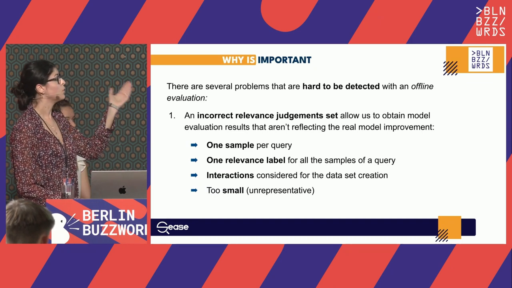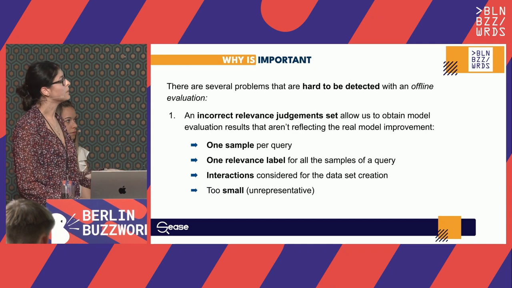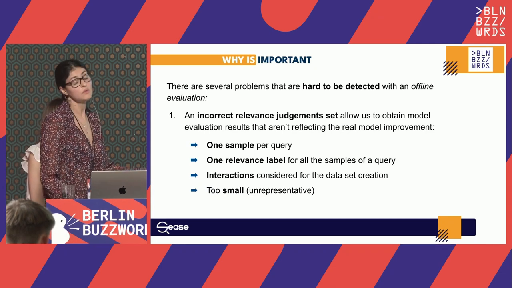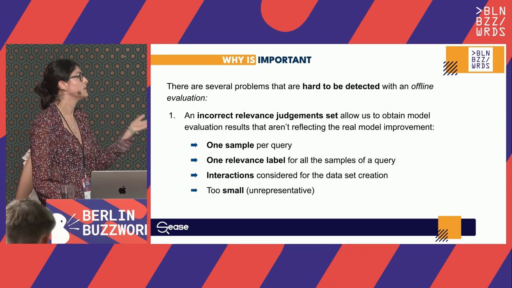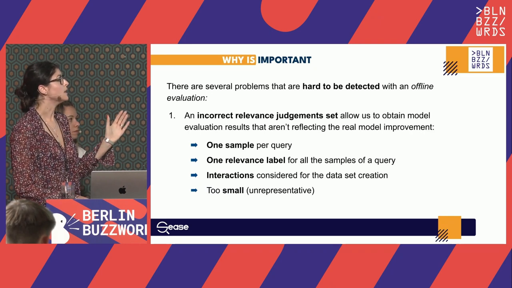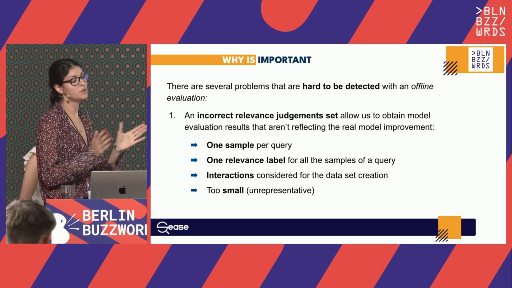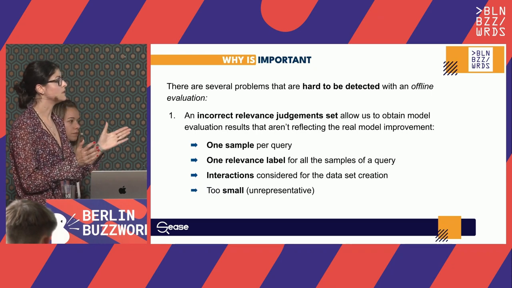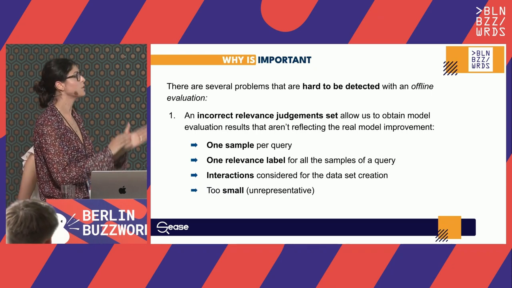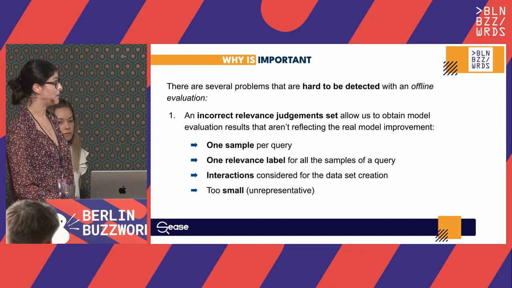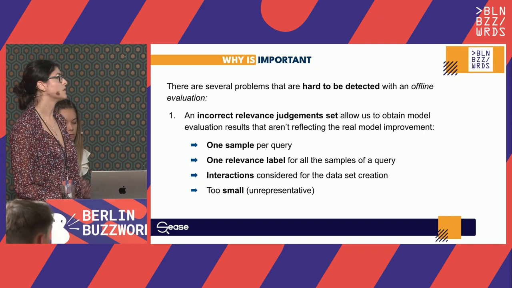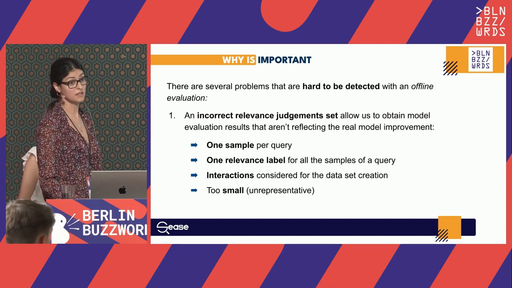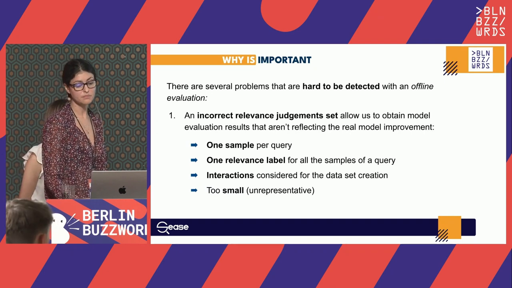Or if you have one relevance label for all the samples of a query. Of course, the data splitting phase is very important. Ideally, you would get two sets that follow the same probability distributions in terms of query and relevance label. Also, the evaluation set can be too small, so it is unrepresentative of your data.